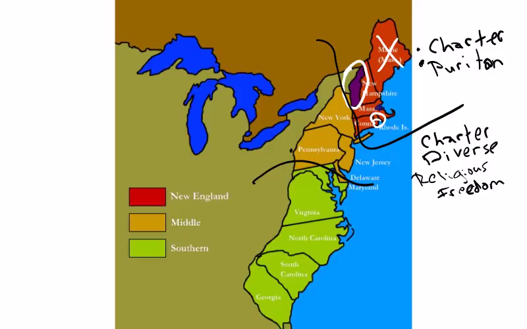But then we're going to move on into the Southern colonies. The Southern colonies include Maryland, Virginia, North Carolina, South Carolina, and Georgia. All of these over here, I'm going to make these pink, and that's kind of funny to me. The Southern colonies are not charter colonies. They are what we call royal colonies.